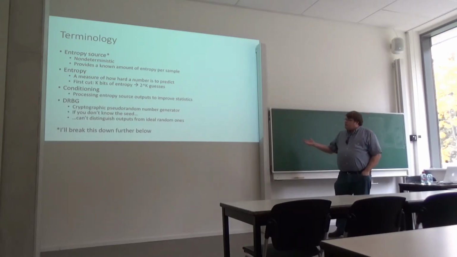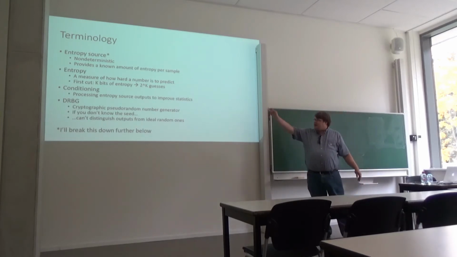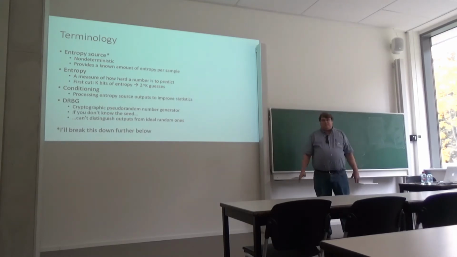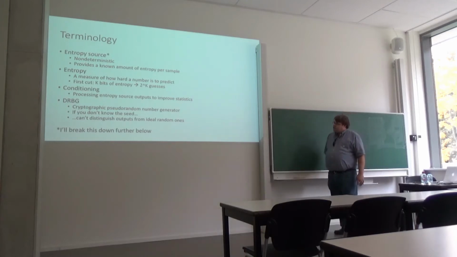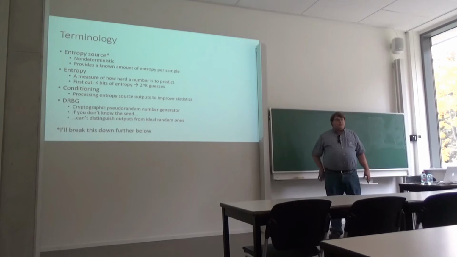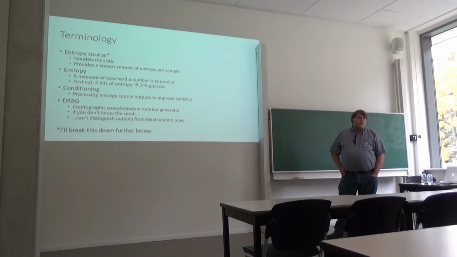The second term is entropy. Roughly, it's a measure of the uncertainty of a number, how hard a number or a bit string is to predict. You can think of k bits of min entropy in particular as being like 2 to the k guesses to guess it. Entropy is a more subtle concept than that, and I'm glossing over a little precision there, but that's a good first cut at understanding what I mean. Conditioning is when you process entropy source or noise source outputs to improve the statistics. An entropy source often has conditioning going on.